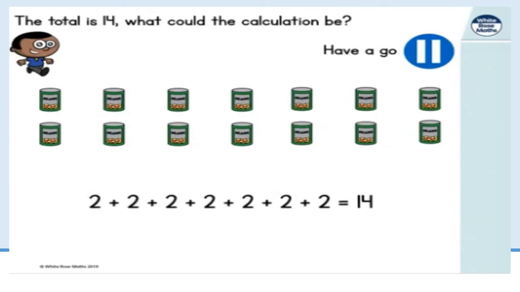Did you get 2 plus 2 plus 2 plus 2 plus 2 plus 2 plus 2 is equal to 14? And what about the multiplication? Did you get 7 times 2 is equal to 14? Well done if you did. But that's not the only way, is it?